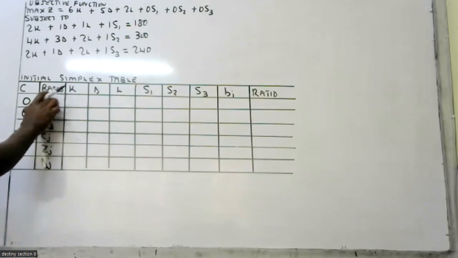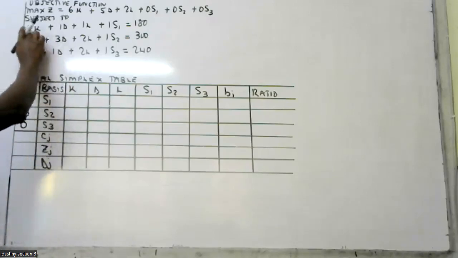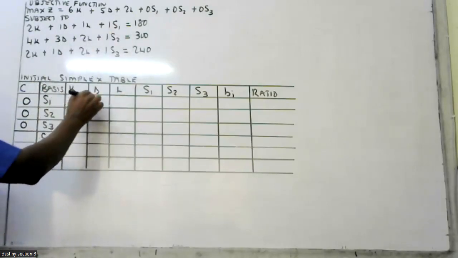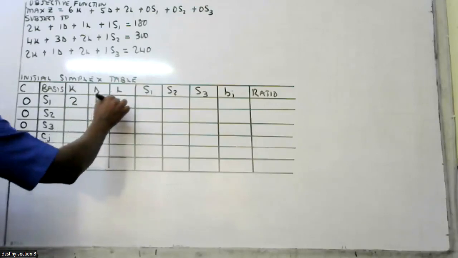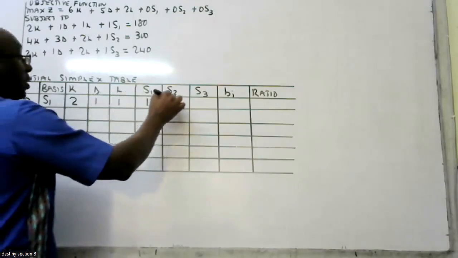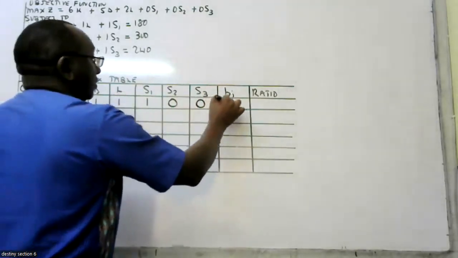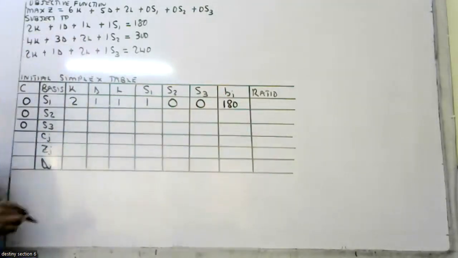Are we up to that point? Yes. Good. So these ones, we are saying they attract zeros, their contribution margins are zeros. Then when you come to this S1, you bring the items which are here in S1. So we have 2, we have 1, we have 1, we have 1. We don't have S2 there, we don't have S3, but the last value is 180.